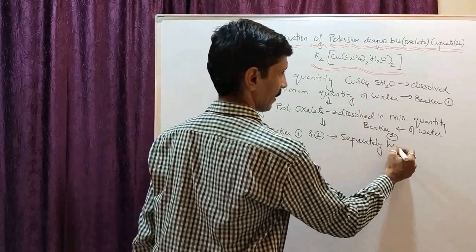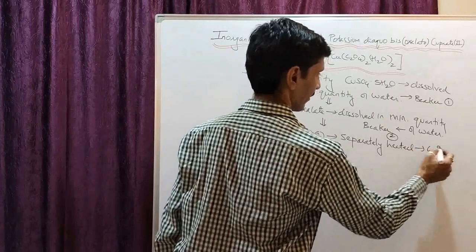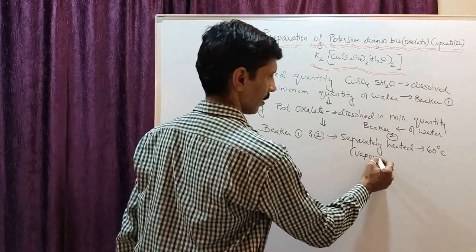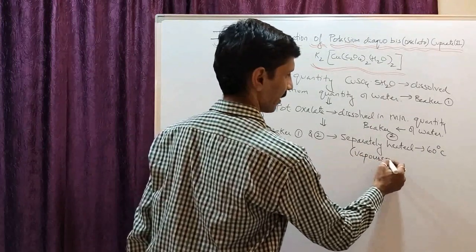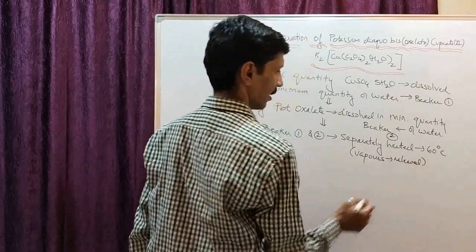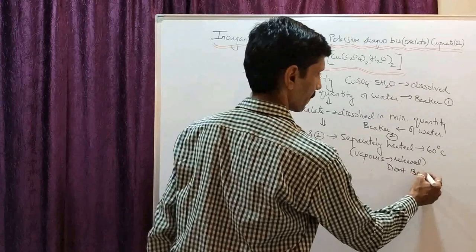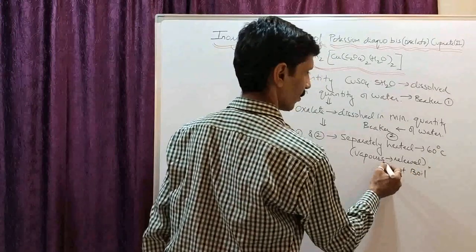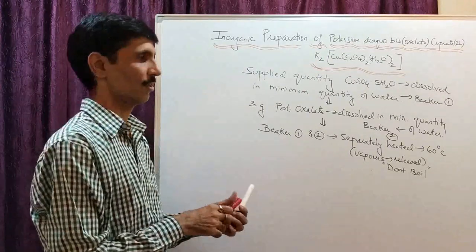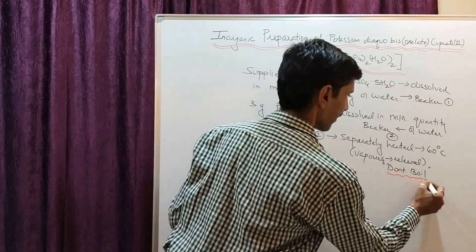So the next step is, beakers 1 and 2 are separately heated to around 60 degrees Celsius. Let me make a mention, till vapors are released. Okay, please don't boil, inverted commas, so you understand this. Boil nahi karna hai solution. Okay, jab tak vapors aate hai tab tak aap usko heat kijiyega.